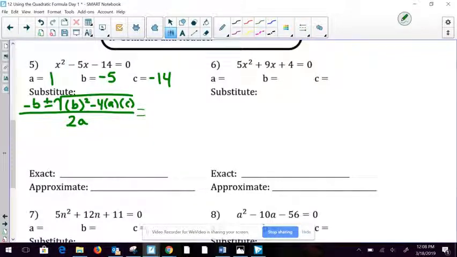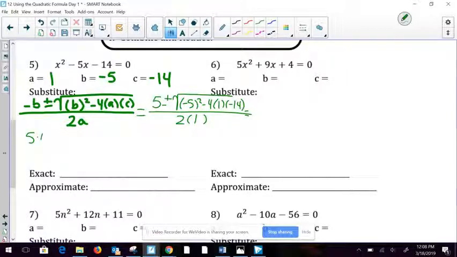So with my substitution, the opposite of B, well, B is -5, so it's +5, plus or minus the square root, B squared, so -5 squared, minus 4 times A, which is 1, times C, which is -14, good, all over 2 times A, which is 1. So step 1 is just substitute A, B, and C in. Step 2 is to go through and simplify what's under the radical.